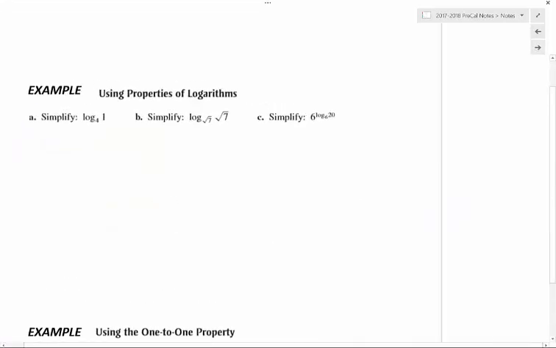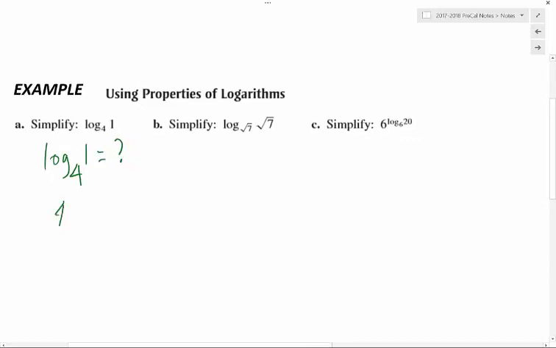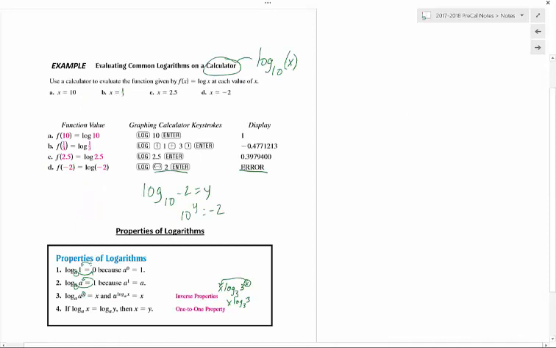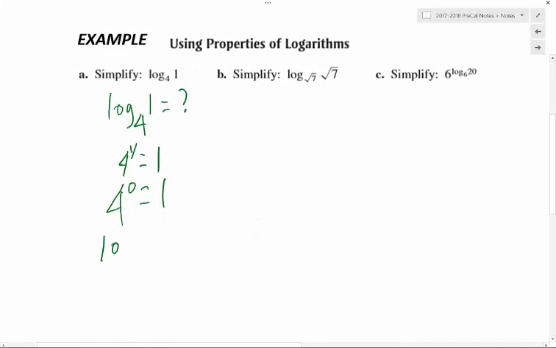So simplify these problems. Log base 4 of 1 equals what? Well, remember, we're basically saying 4 to what power equals 1. We go back to our properties. That is the first property. It will equal 0, because 4 to the 0 power equals 1. So log base 4 of 1 equals 0.